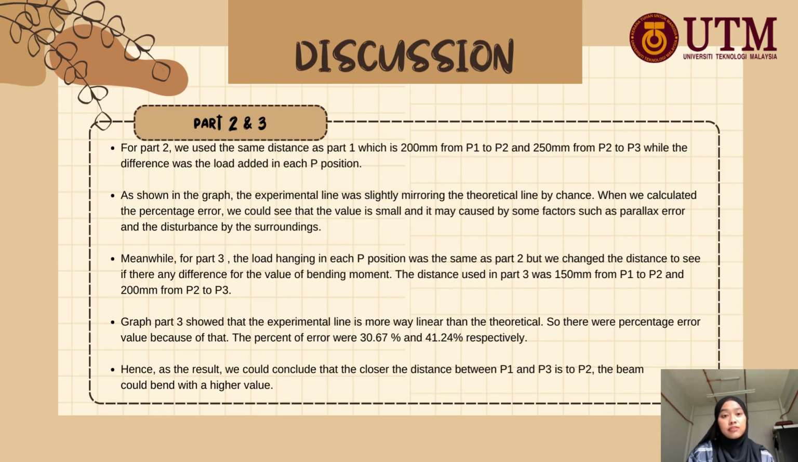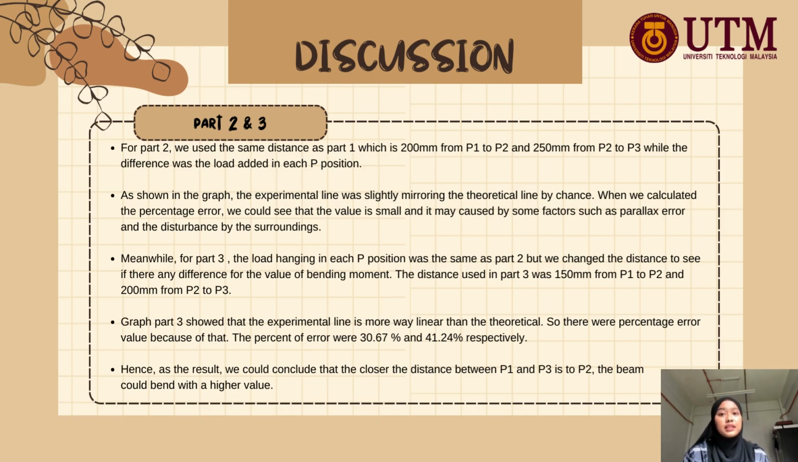Next is the discussion for part 2 and part 3. For part 2, we use the same distance as part 1, which is 200 mm from P1 to P2 and 250 mm from P2 to P3, while the difference was the load added in each P position. As shown in the graph, the experimental line was slightly mirroring the theoretical line by chance. When we calculated the percentage error, we could see that the value is small and it may be caused by factors such as parallax error and the disturbance by the surroundings.